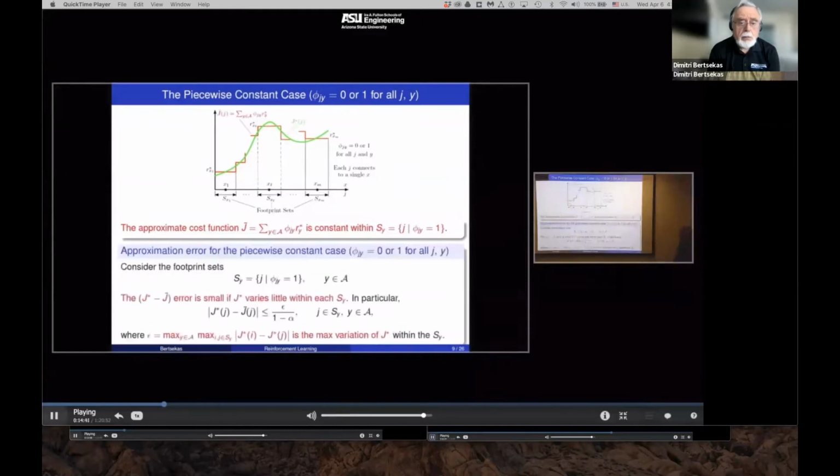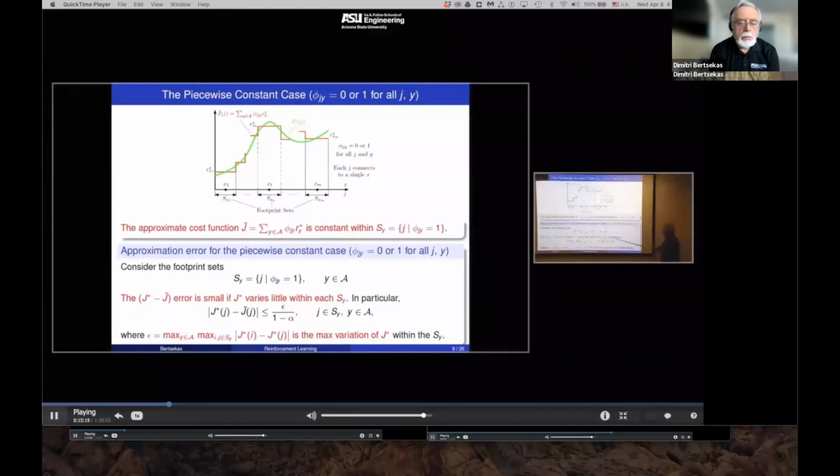And this error bound is not important because you can calculate it and get some conclusion out of it, but because it is qualitatively expressive of what happens in these approximation schemes. So this gives you the approximation error for this case. And it says that let's consider these footprint sets over which the approximation is constant, and suppose that J star varies little within these sets, okay? Then the approximation is good in the sense that the error is small.